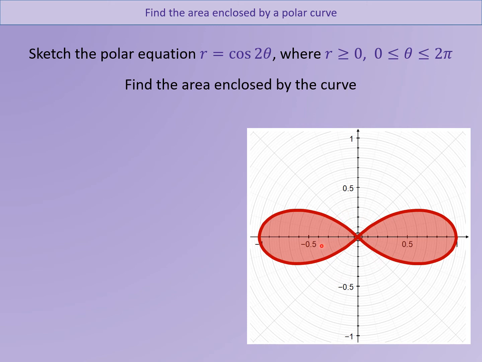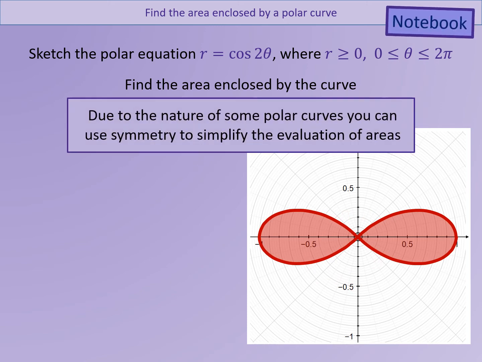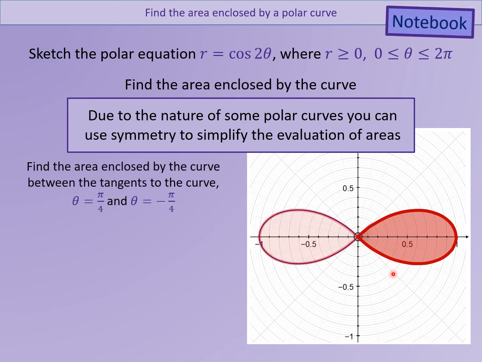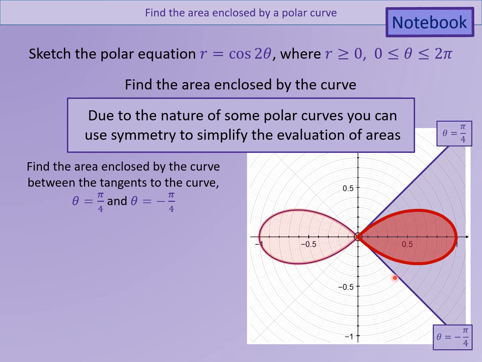In this case, it would just be doubling it. Rather than working out the whole lot, it's a lot easier to do it that way. And if you remember, to work out the area of the petal, we use what we call the tangents to the pole. So we're working out these numbers just here. In this case, I can see that the tangent lines were going to be pi over 4 and minus pi over 4. So if I work out between those two lines just there, what I'm going to get is the area of a single petal.